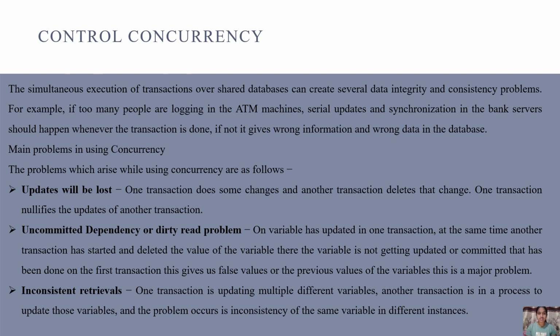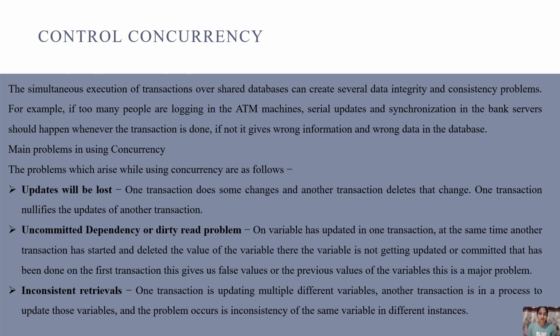Now let us learn about control concurrency. The simultaneous execution of transactions over shared databases can create several data integrity and consistency problems. For example, if too many people are logging in at the ATM machines, serial updates and synchronization in the bank server should happen whenever a transaction is done. If not, it gives wrong information and wrong data in the database. Main problems in using concurrency are, first, lost updates. One transaction makes some changes and another transaction deletes that change. One transaction nullifies the updates of another transaction.